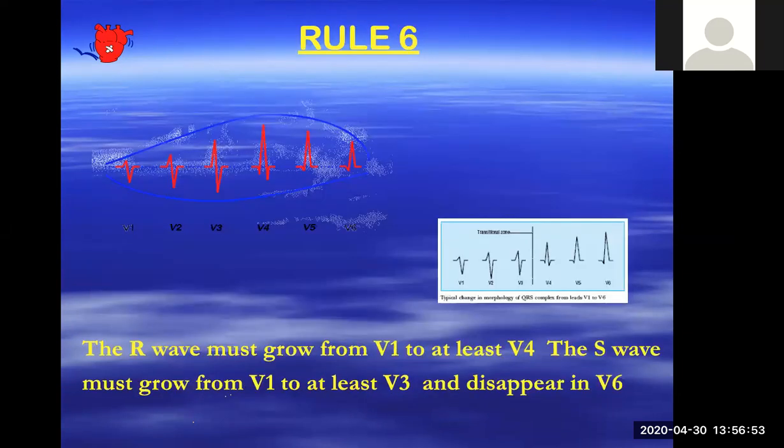And as I mentioned several times today, you look at the R wave, this is rule six. Your R wave in the chest leads should progress. So look, small R wave in V1 and it gets bigger, bigger, bigger, maximum at V5 or V4, could be smaller in V6. If that's not the case, it indicates previous myocardial damage, usually myocardial infarction.